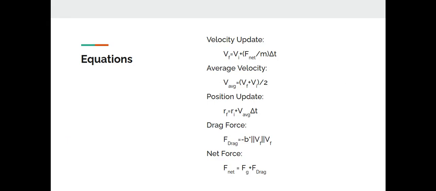The equations that we used are simple. The velocity update formula, the average velocity formula, the position update, and the two new ones, the drag force and the net force. We have to update our drag force with our given velocity formula so we can update our net force so that we can, again, update our velocity in an endless cycle. That's how we iterate using physics and math so that we can constantly update our location and other qualities of the object in motion.